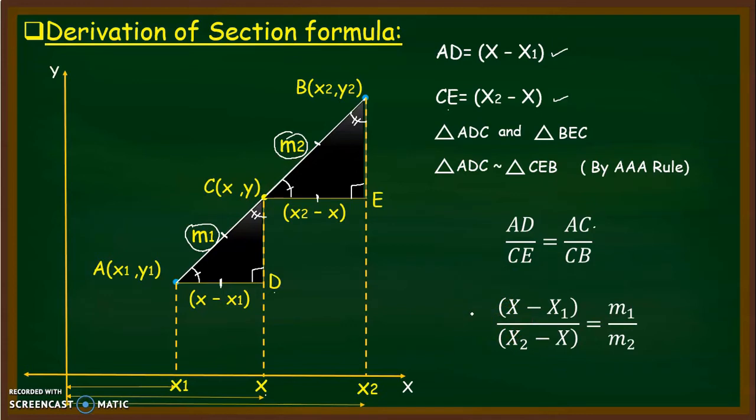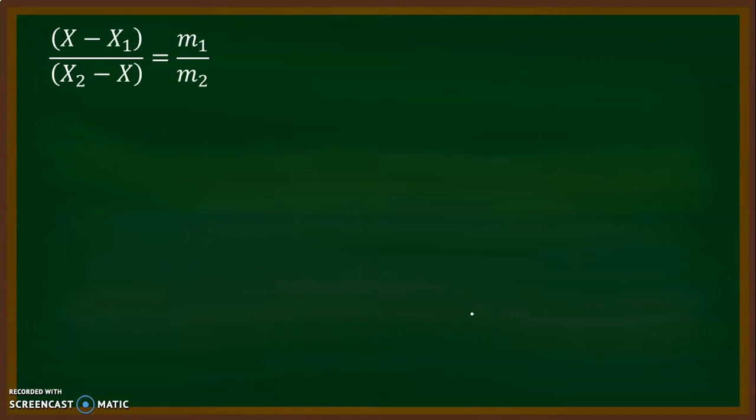So let's solve this equation. Let me write this equation on the next page. This is our equation. Now if you want to find out the value of x, then do the cross multiplication. This m2 will multiply with this x minus x1, and this x2 minus x will be multiplied with m1. So here we get m2 multiplied by x minus x1 is equal to m1 multiplied by x2 minus x.